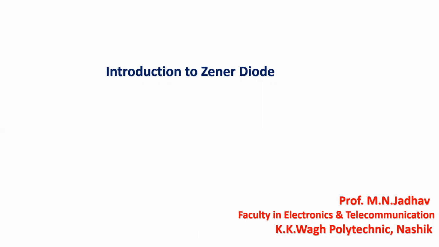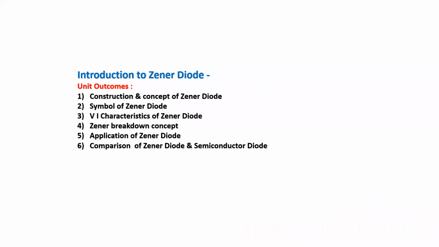In this session, we will go through the introduction to Zener Diode. Now, what are the unit outcomes? Let us see. In this, we will learn the construction and the concept of Zener Diode, then the symbol of Zener Diode, the VI characteristics, that is voltage and current characteristics of Zener Diode. Then next, we'll go for Zener breakdown concept, applications of Zener diodes, and the comparison of Zener diode and semiconductor diode.